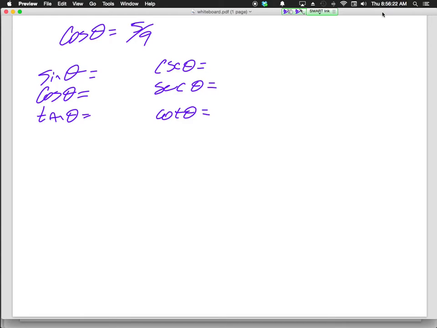So they give me cosine is 5/9, so I go ahead and put that in there. But if they give me cosine, what else do I automatically know? The secant, I know what secant is. I know secant has to be 9/5. What else do I know?